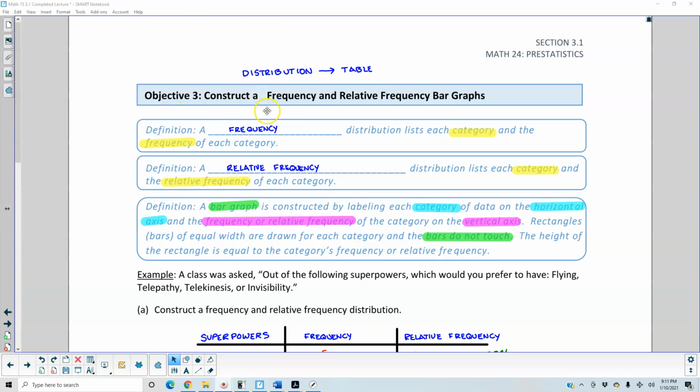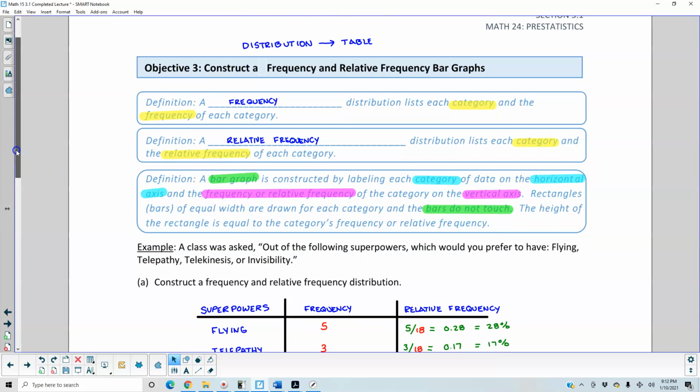Objective 3, construct frequency and relative frequency bar graphs. So we want to get a frequency distribution to eventually make a table. Now again, going back to our previous lecture, a frequency distribution lists each category and frequency of each category. A relative frequency distribution lists each category and the relative frequency of each category.